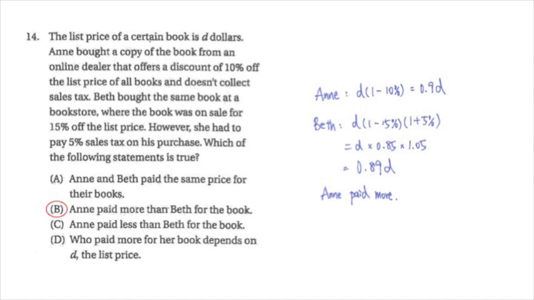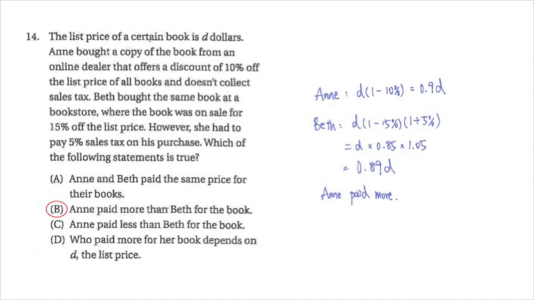Question 14. In this question, the book costs $D and Anne bought the book with a 10% discount off. Beth bought the book with a 15% discount off but a 5% tax. We're asked which of the following statements is true. So first, let's find out how much each of them paid in respect to D.